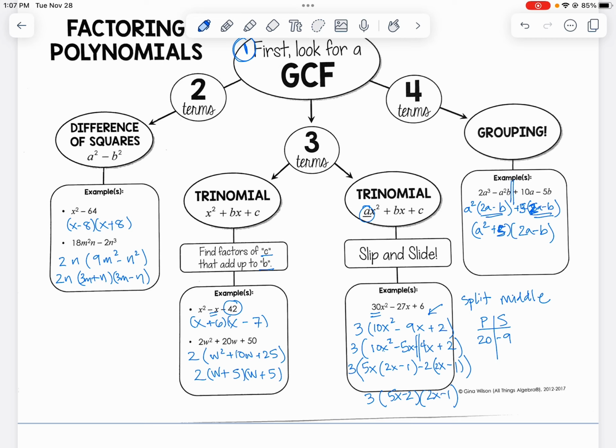If it's 3 terms, it's a trinomial, so you can factor either with product sum or factor by grouping, this slip and slide, slip the 3 out, and then slide the middle term into 2 pieces, factor by grouping when it becomes a 4-term polynomial.